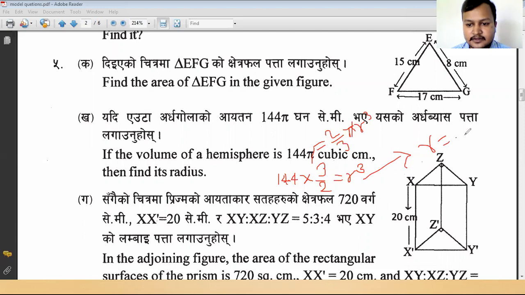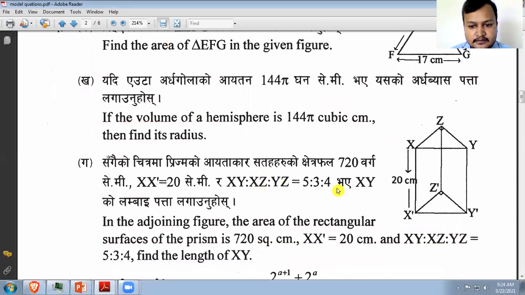Cube root of 216. We have to find out the cube root of 216. That's 6. The radius is 6 centimeter, and the same thing is asked of us, to find its radius. So this question is of 2 marks, na? These are of 2 marks.